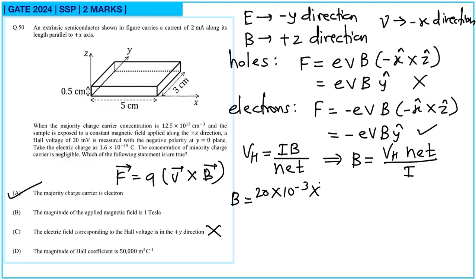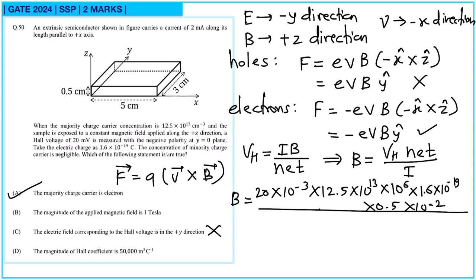Then N is concentration is 12.5 into 10 raised to 13, but it is in centimeter cube, so into 10 raised to 6 per meter cube. Into E is 1.6 into 10 raised to minus 19. Into T is thickness. Thickness is given 0.5 into 10 raised to minus 2. And this whole thing divided by current, and current is 2 milliampere, so 2 into 10 raised to minus 3. This gives us B is equal to 1 Tesla.